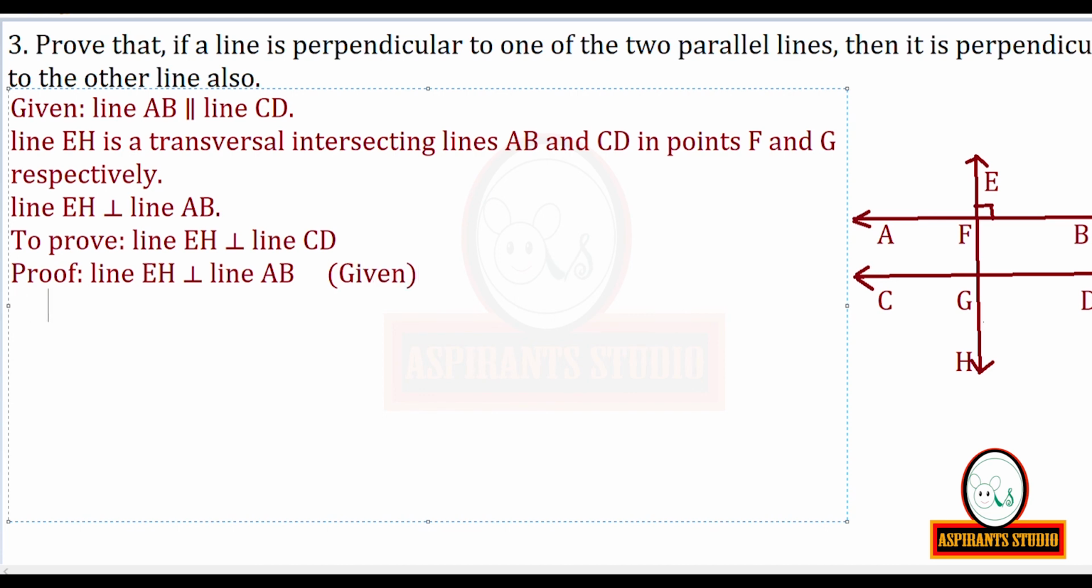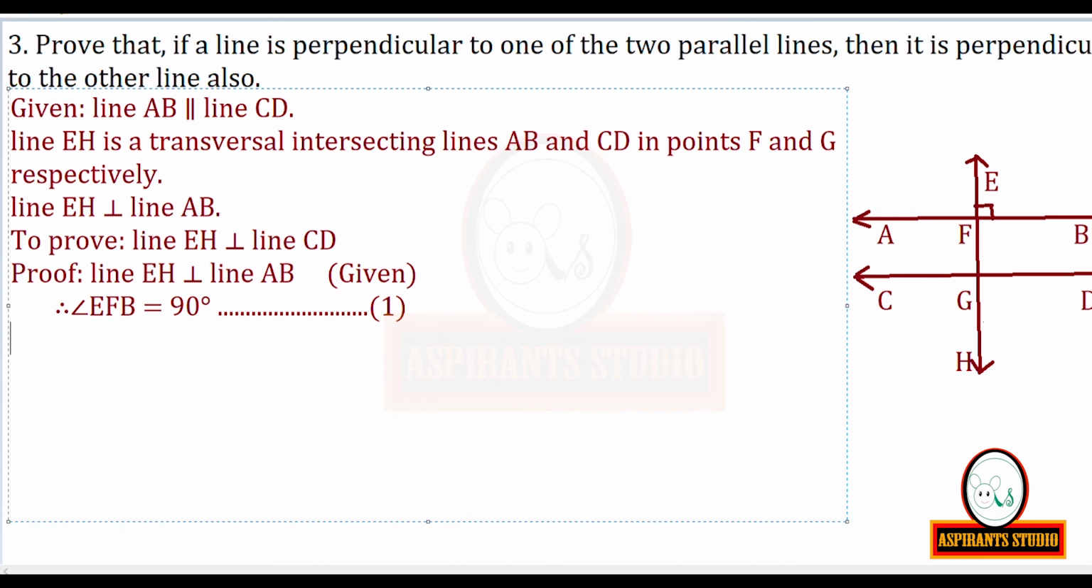Line EH is perpendicular to line AB is given. Look at the figure. Therefore, what is given has to be shown on the figure. So it is marked to be a right angle on the figure. Measure of angle EFB is equal to 90 degrees. Take it as equation number 1.